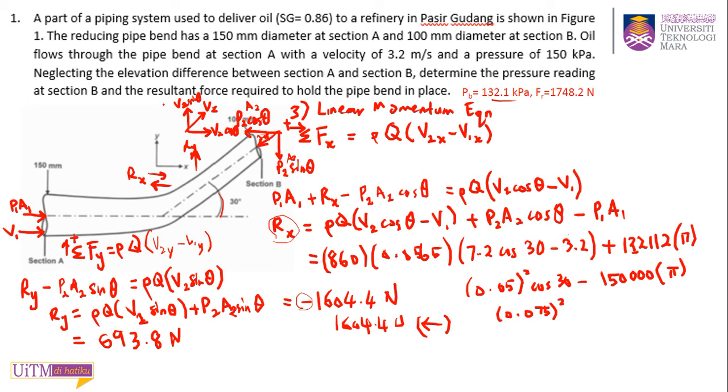So they ask you to find the resultant force, so you need to find the resultant force FR is equal to the square root of the Rx that you have already defined squared plus Ry squared. Berapa nilai dia? Dapat sama tak dengan ni? 1748.2. And this squared plus this squared, square root of them.